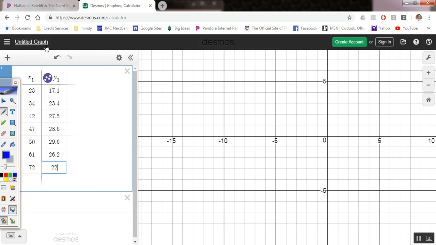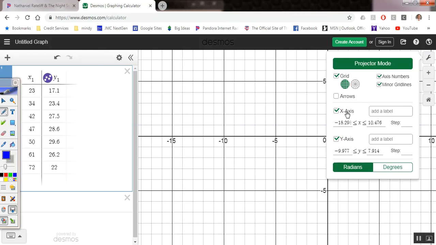I want to talk about this right here, guys. Look at my x values. What's the lowest x value we're working with here? 23. 23, and what's the highest x value? 70. So I'd like to see a model of this right here. So up here you have this little graph settings tool up here. I want you to click on that, graph settings. Okay. You see where it says x-axis right here?